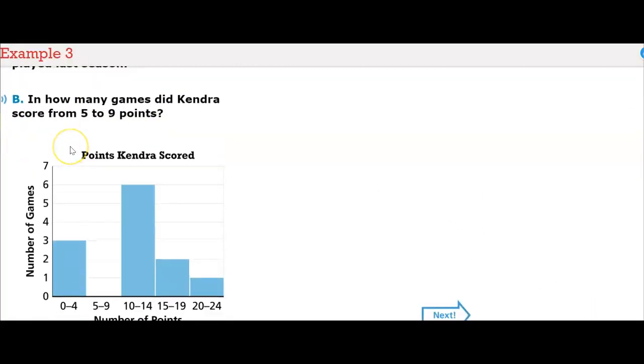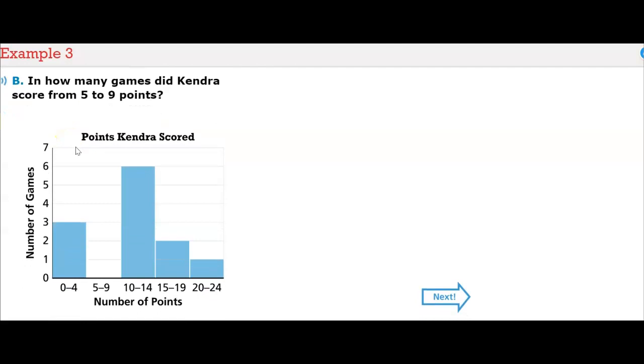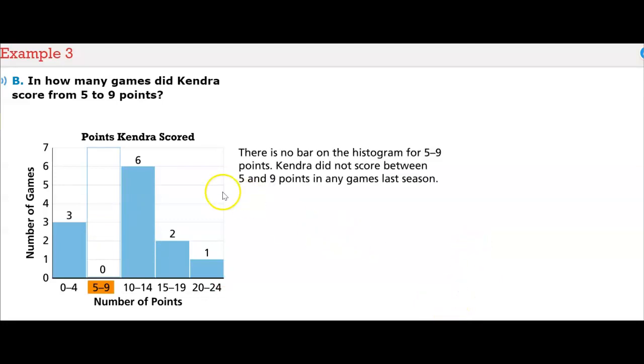Now it says, how many games did Kendra score from 5 to 9 points? Well, we look at our histogram, look at that interval, and there's no bar. That means she did not score 5 to 9 points in any game. She either scored less or more than 9 points.